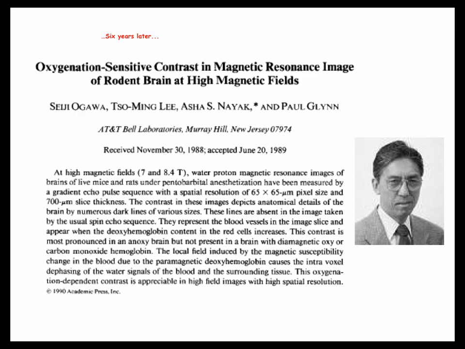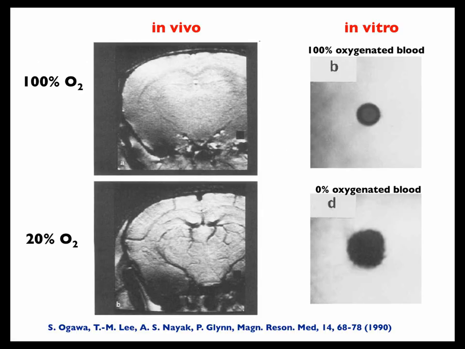And then Seiji Ogawa came along. He was studying blood for most of his career, and he decided to actually try MRI to look a little bit more carefully at it. He was using ESR before, and he was the first person to actually, as I mentioned, put a mouse in the magnet, and this is what he showed.